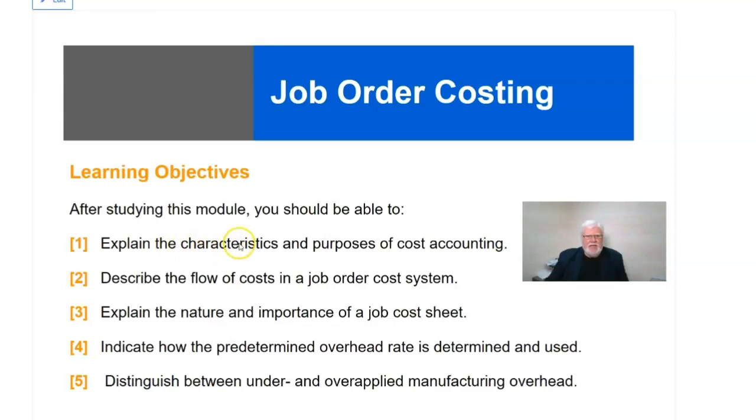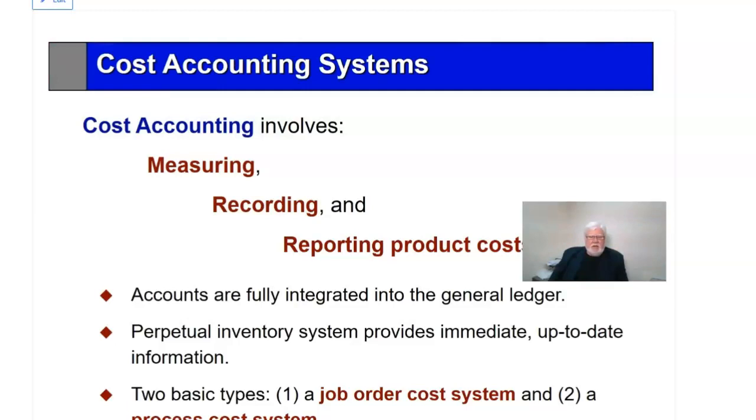describe how a job order costing system flows with the costs through the accounting system. We're going to look at how we maintain a job costing system. And then we're going to look at the problems of predetermined overhead and how we apply that to the products we produce. Now, to begin with, cost accounting in general involves measuring, recording, and reporting product costs.